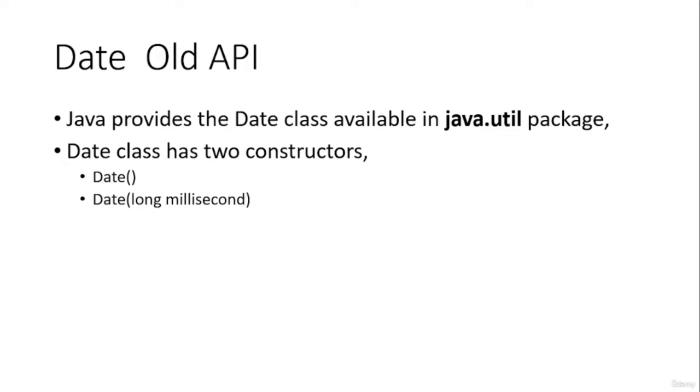Java Date works based on the Java epoch time. From 1970 January 1st, whatever the value was there, it calculates how much time has elapsed in milliseconds. So here, long milliseconds means how many milliseconds have elapsed after the Java epoch time.